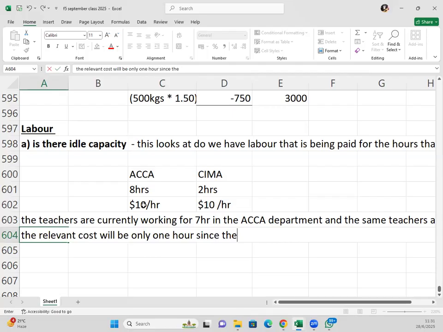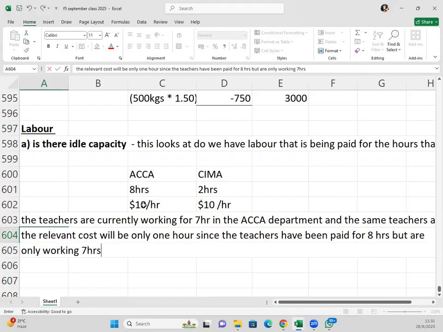Since the teachers have been paid for 8 hours but are only working 7 hours, for the 2 hours needed, 1 hour is not relevant because it has been paid for already. So is there idle capacity? The idle capacity is the hours that are available, which the workers are being paid for, yet they are not working. Those hours are not relevant.